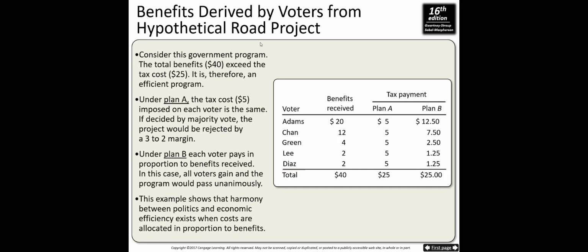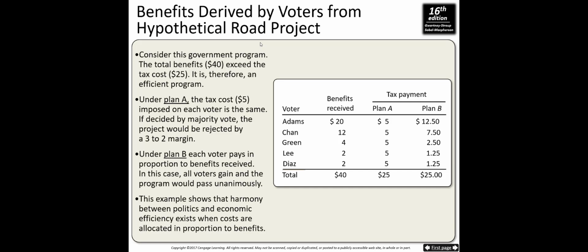This time the costs are distributed proportional to the benefits received. For instance, Adams received 50% of the benefits, so the cost is 50%. 12.5 is 50% of $25 of total cost. And Chan also pays proportional to the benefit, and so on. If that is the case, the project is going to pass. Why? Because everybody is now receiving net benefit.